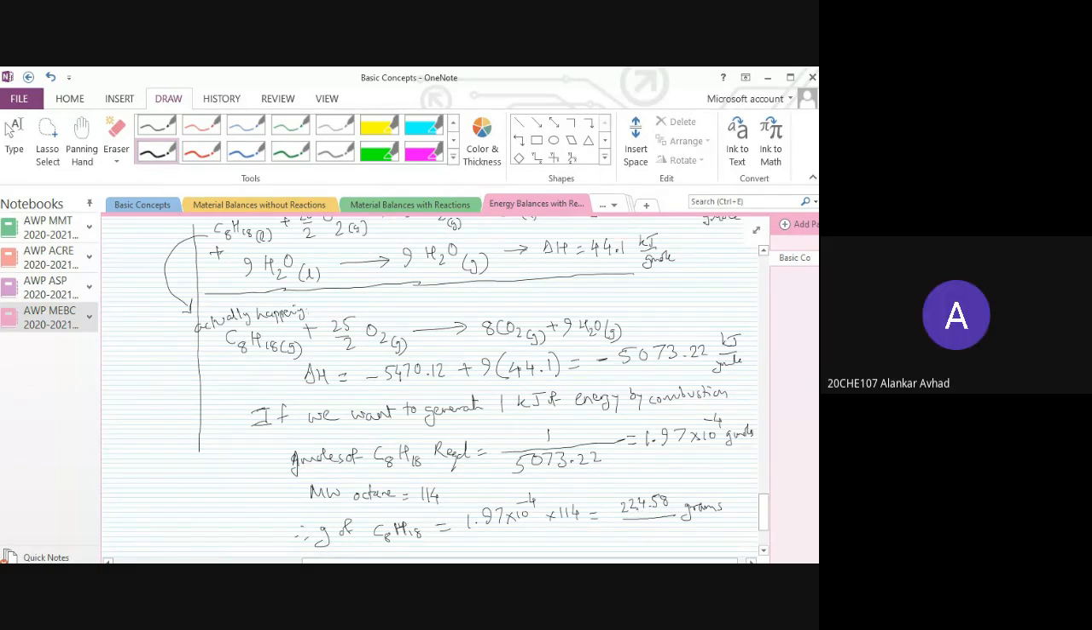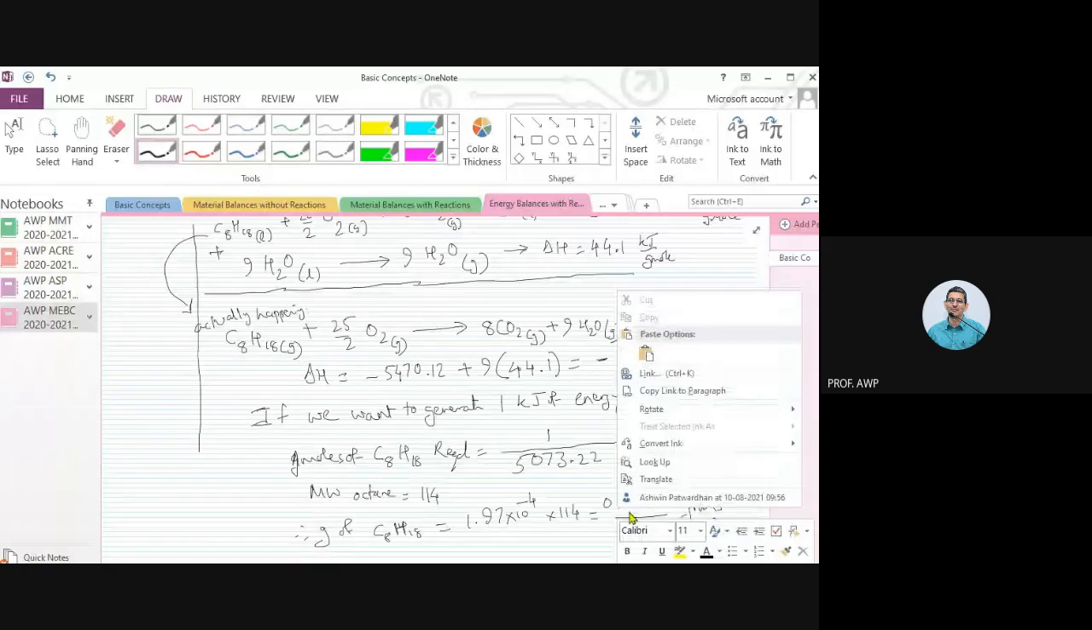Yes, sir. What are the units? Into 10 to the power minus 4, sir. Alankar, I am asking, so many what, grams? What is the answer? 0.0225. Right. 0.0225 grams. Okay.